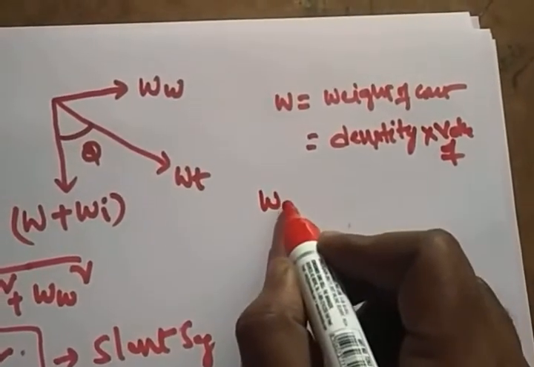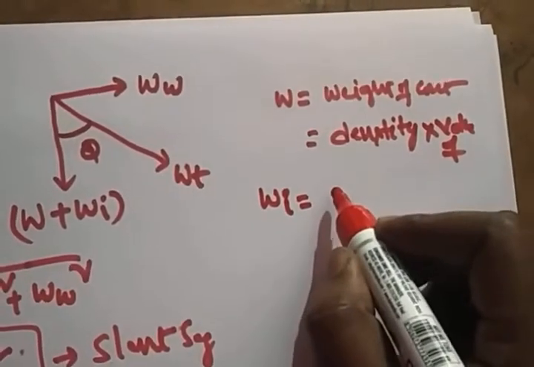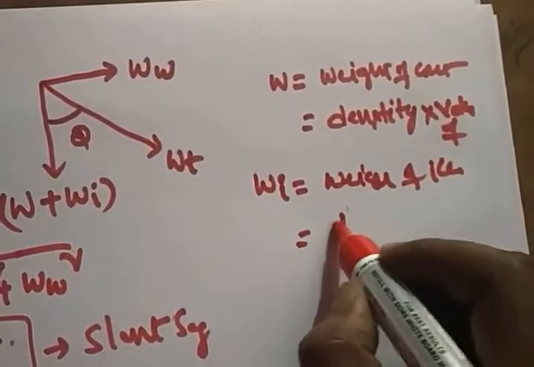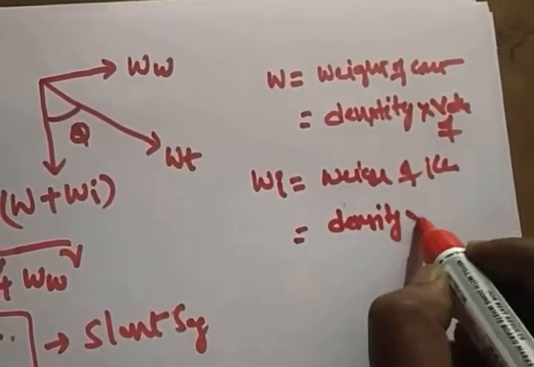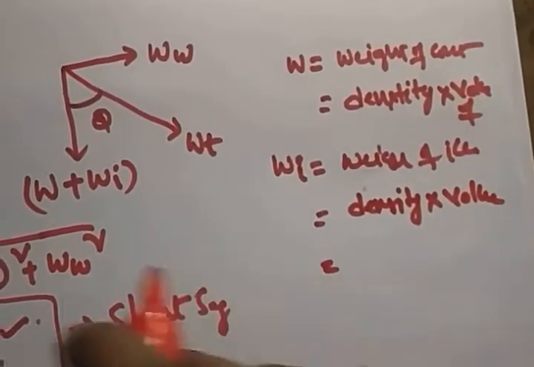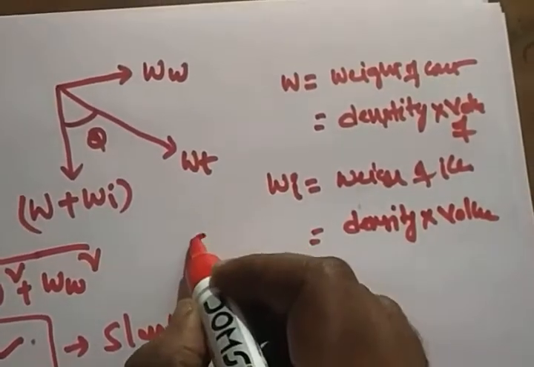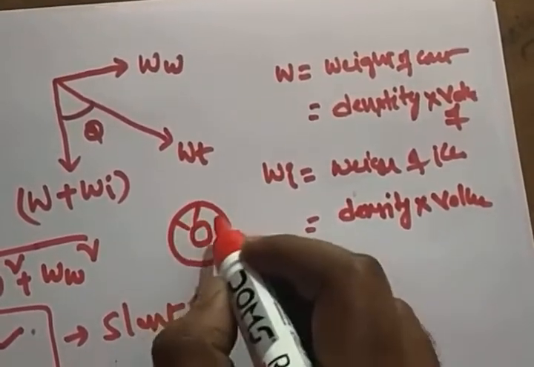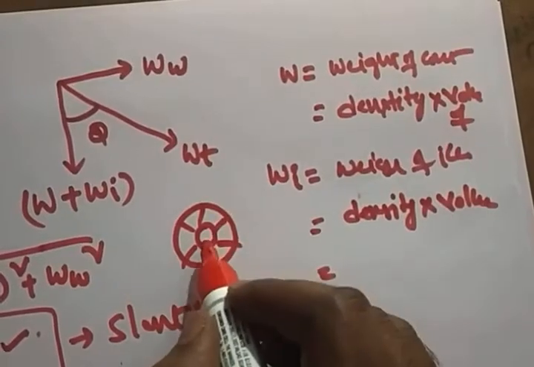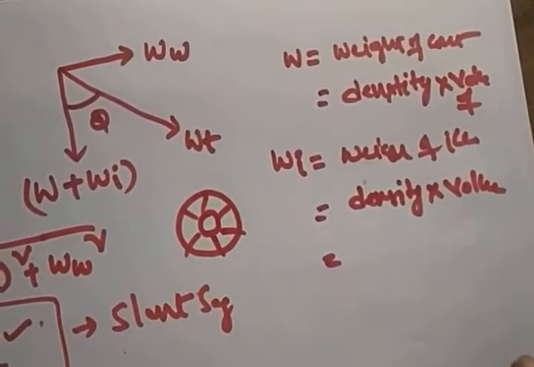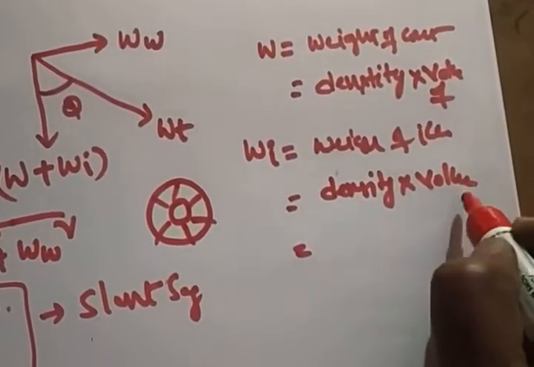So the weight of the ice is similar. If they directly give the weight of the ice, no problem, you will directly take it. Or else they will give the density of ice into volume. Right, what do we do to get the ice volume? Take the total volume and subtract the conductor volume. So this is the conductor, and this is the ice. From the total volume, if we subtract the conductor volume, you will get the volume of ice.